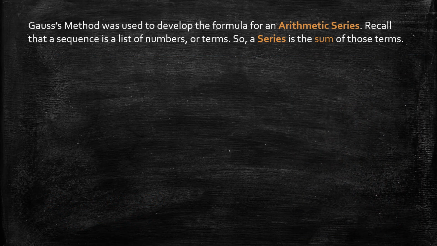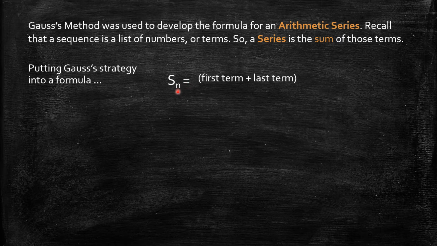Gauss's method was used to develop the formula for an arithmetic series. Recall that a sequence is a list of numbers. That's what we've done previously, sequences. Now we're talking about series. A series is the sum of all of those. We're going to put Gauss's strategy into a formula. So we're starting with the sum of n terms, right? That's our unknown, since we don't know how many terms we have in general.